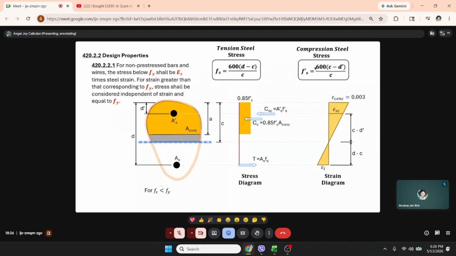So, according to the code, if your fs is less than your fy, what you use for fs is the actual strain times Es. So, shall be Es times steel strain. But if your fs is greater than or equal to fy, stress shall be considered independent of strain and equal to fy. So, the fs you will use is equal to fy.